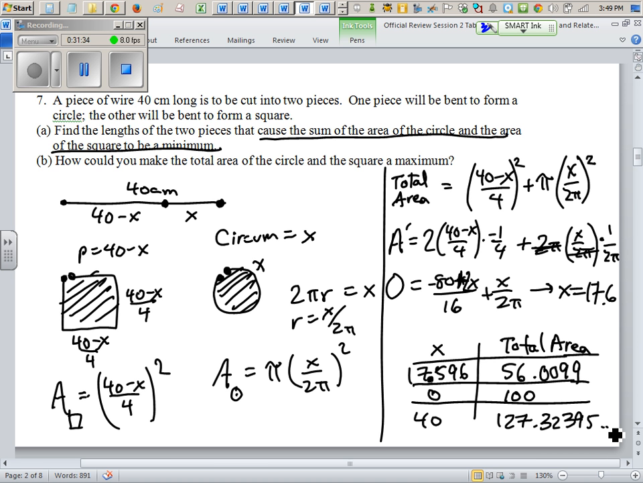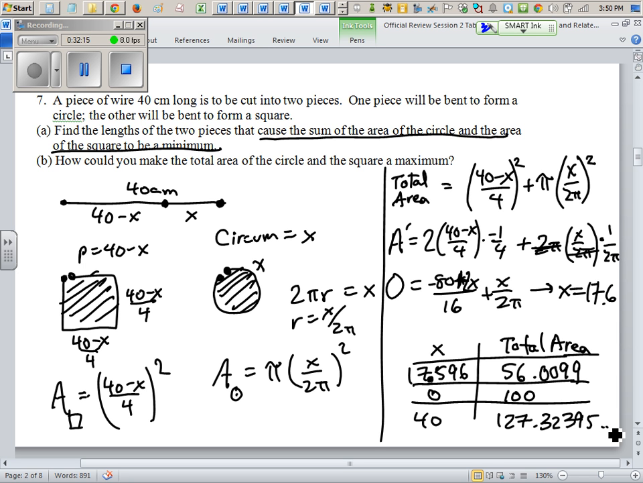Okay, so you can see that the point that we found through calculus really is the minimum, which was the answer to the question. So if you really want to cut this in such a way to make the total area a minimum, you really would want x to be 16.596. The other piece, because it asks for both pieces, would just be 40 minus that. So 40 minus the 17.596.